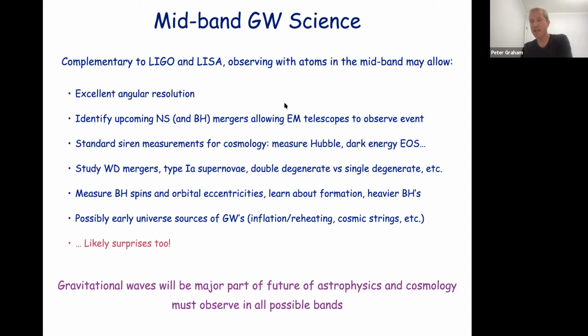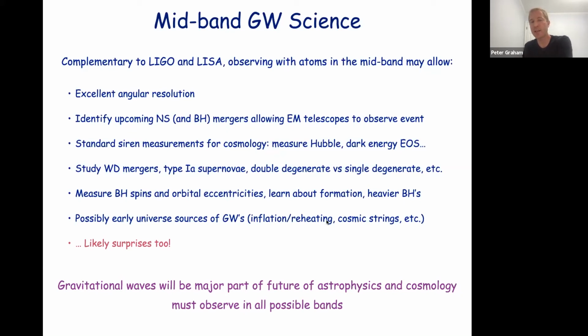I didn't talk about this, but binaries can actually act a lot like standard candles. We call them standard sirens when we see them in gravitational waves. And you can do things like measure the Hubble expansion rate, measure distances and compare to redshifts, which gets you all of cosmology, right? We learn all about the expansion of the universe. You could potentially measure the dark energy equation of state, things like that. This is some very exciting work that's still ongoing right now. You can study white dwarf mergers. I didn't mention it, but you also learn things about black hole spins and eccentricities, which tells you more about these formation processes. You learn about these heavier black holes.